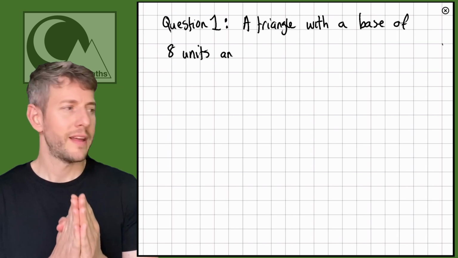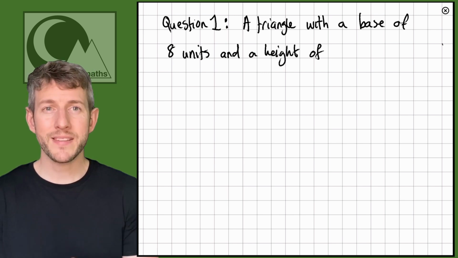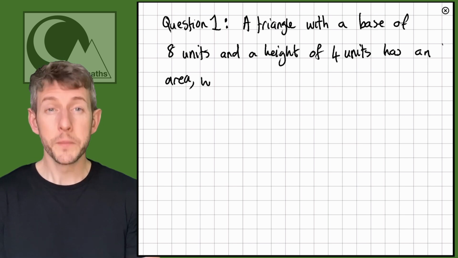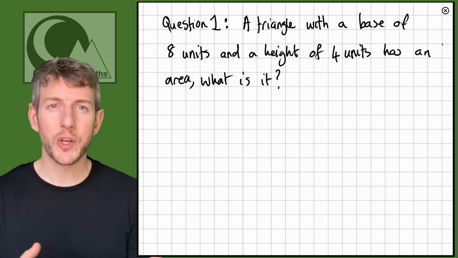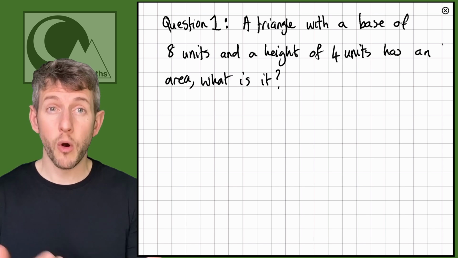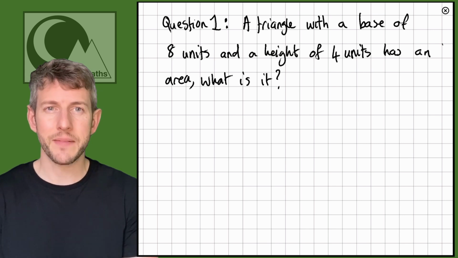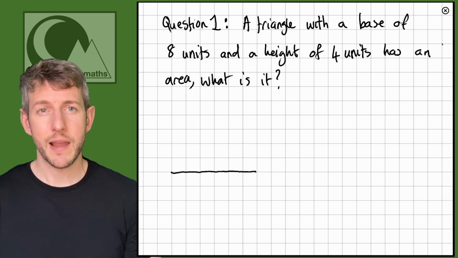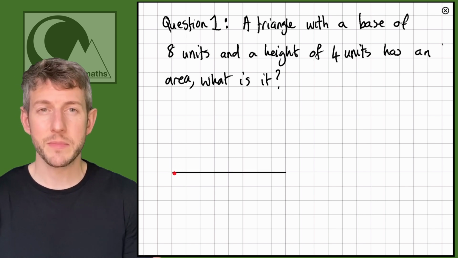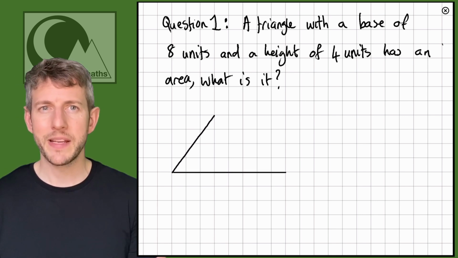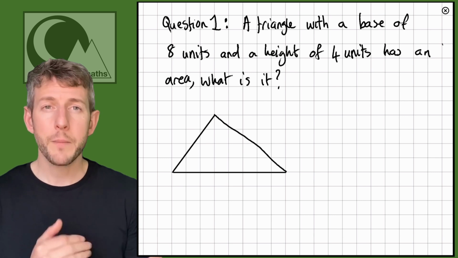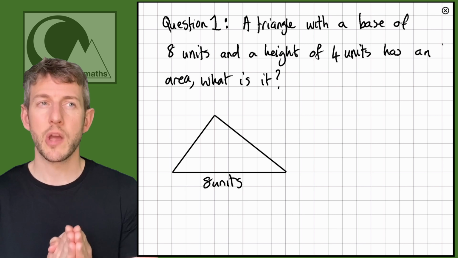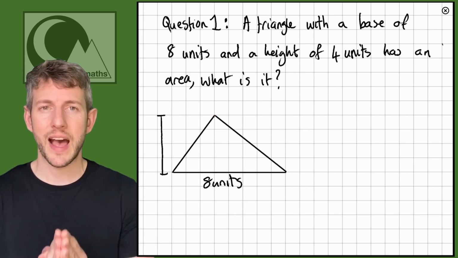We've got a triangle with a base of 8 units and a height of 4 units. I'm saying the word units here because it doesn't really matter what they are as long as they're the same. So the units for the base and the height have to be the same. If they're centimeters, they both need to be centimeters. If they're meters, they both need to be meters. If they're feet, they both need to be feet. They could be anything, but the units need to be the same.